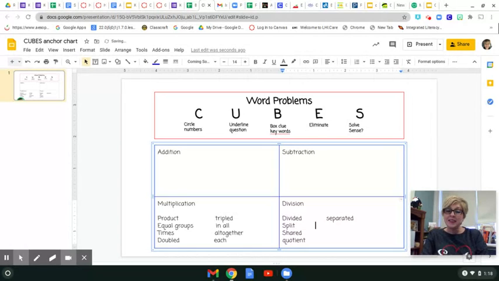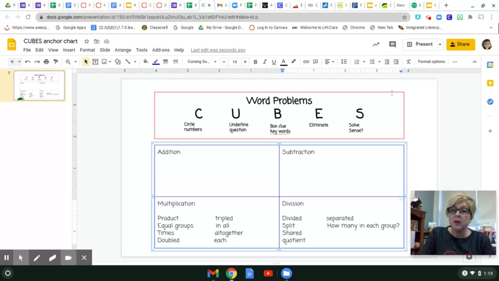One more thing is actually a question. If it asks you how many in each group, again, if they want to know the answer to that question, you have to divide something to get there. So those are all clues to help us with division.